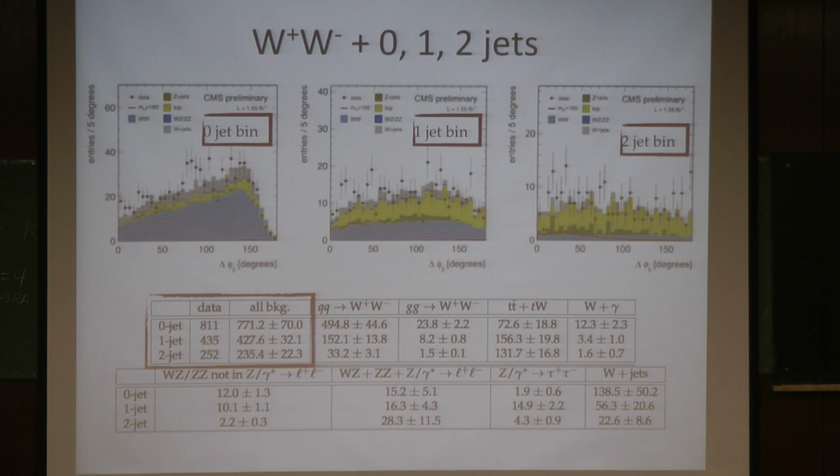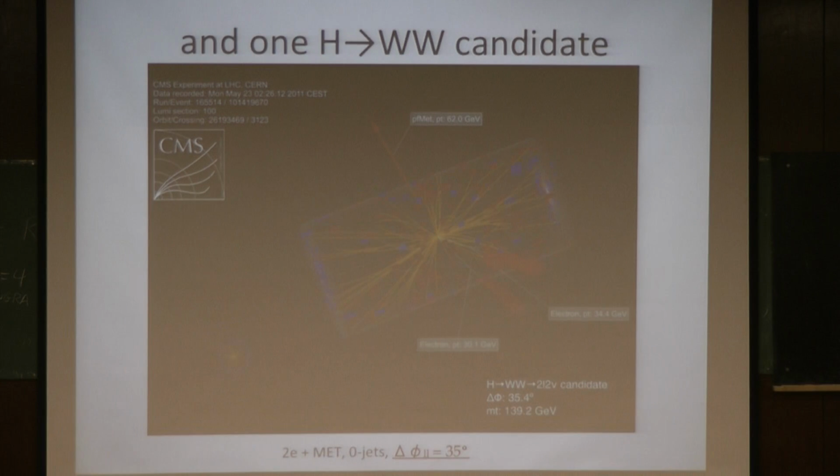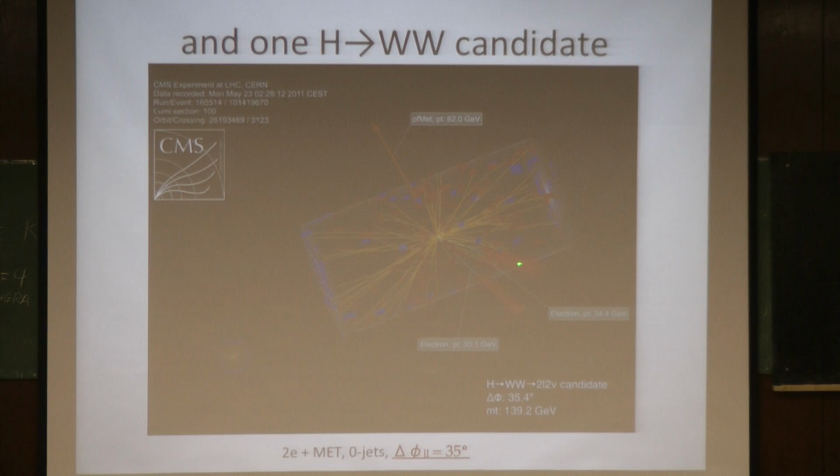Here the analysis is split into the 0 jet bin, the 1 jet bin, and the 2 jet bin. And we're showing here what is the observations in the data and all the background predictions for the 0, 1, and 2 jet bin. And in general, we see that there is an agreement. This is a Higgs to WW candidate. I think I had it yesterday also in the plots, but it is large missing energy, an electron, and a muon, and the delta phi is 35.4, and the mass of this thing is 140 GeV.